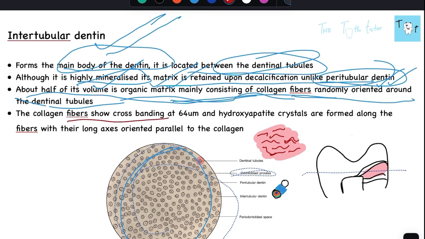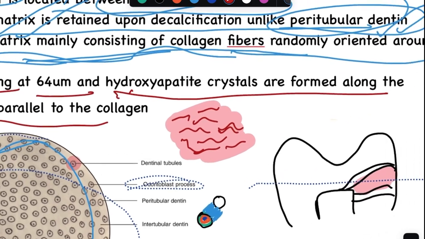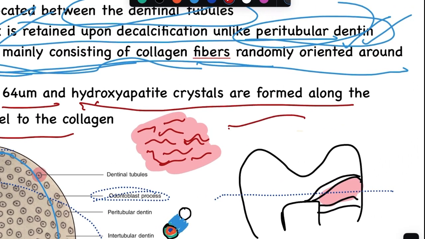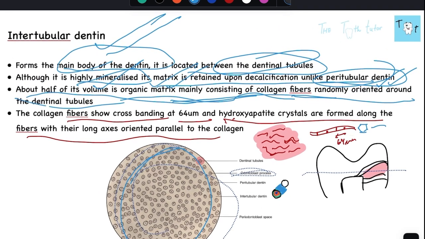Now the collagen fibers show banding at 64 micrometers, and hydroxyapatite crystals are formed along the fibers with their long axes parallel to the collagen. So the collagen over here will show some banding after 64 micrometers of distance. And the hydroxyapatite crystals are formed parallel to the collagen fibers. So they lie along the collagen fibers and are oriented parallel to the collagen. Okay, so this is about the structure of the intertubular dentin.